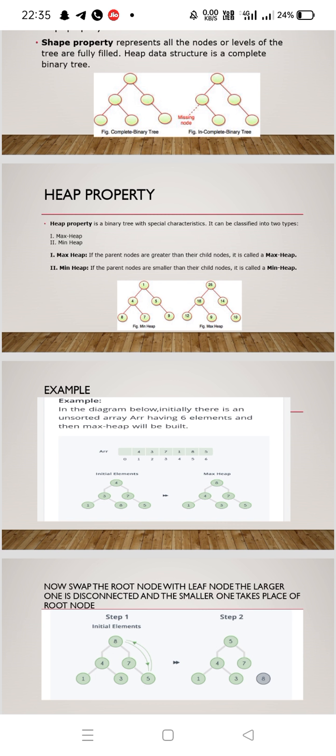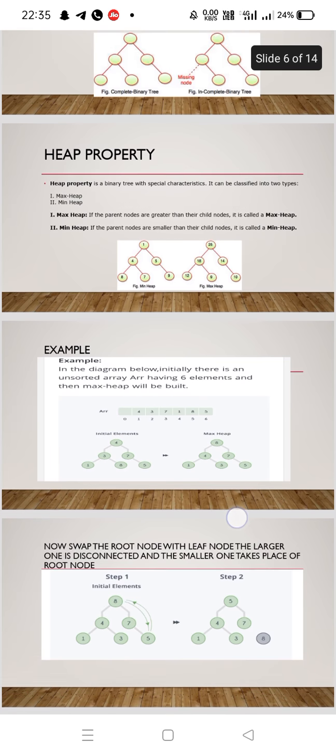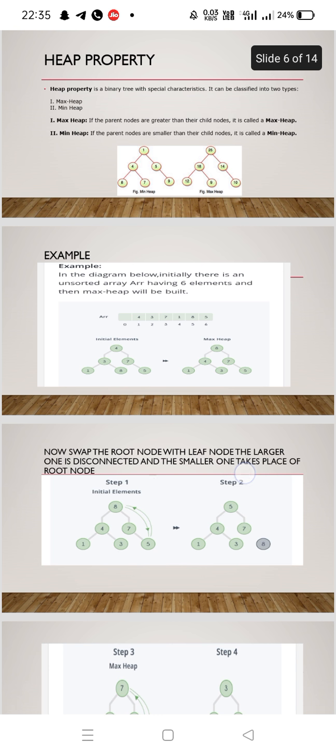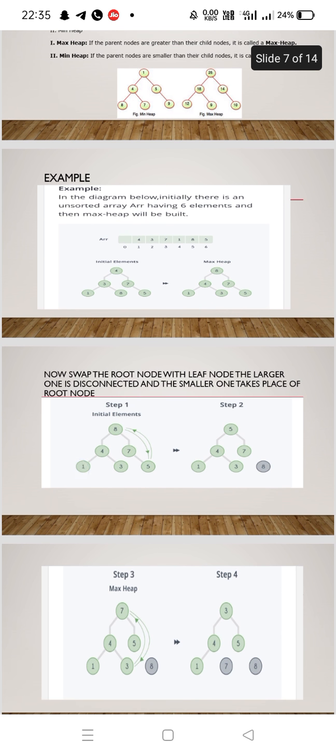Now the larger element is placed at the parent node. The larger element is 8, and it is placed as the parent node. Now from here we will follow the heap sort. The first step of the heap sort is over, that is, the maximum element is placed as the parent node. After that, we are going to perform the actual heap sorting.